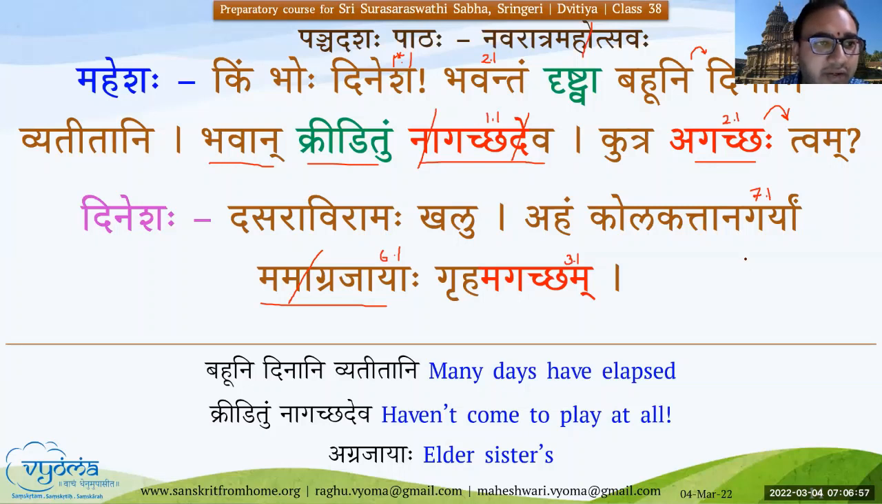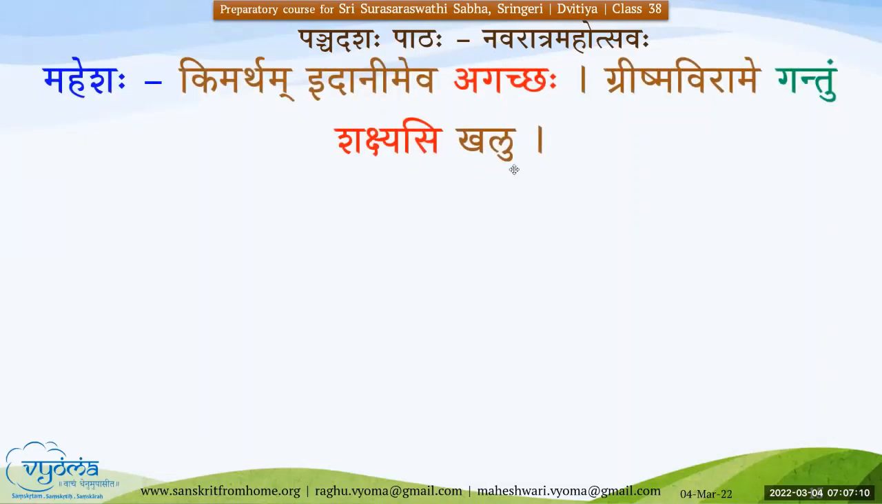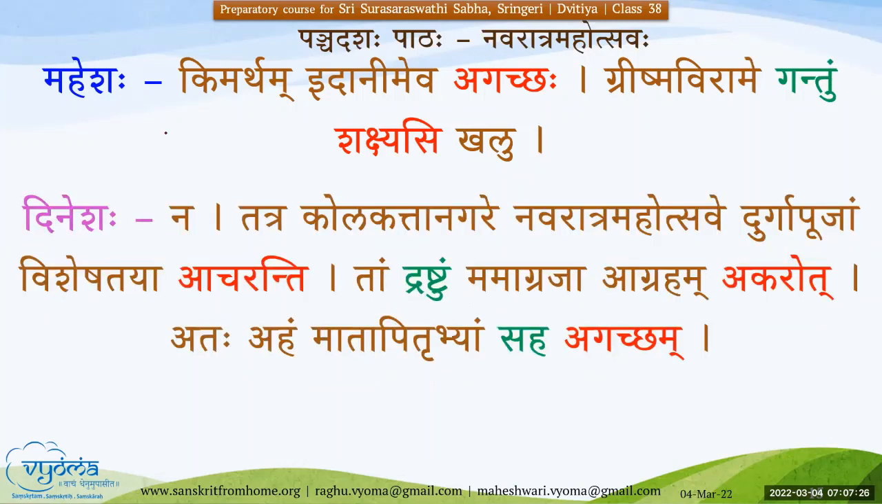Okay. We'll go to the next set of sentences. Krishnamurti Mahodaya and Amita Bhargava, please read the sentences one by one. Maheshah, kimartham idanim eva agachah, grishma virame gantum shakshyasi khalu. Uttamam. Amita Bhargava. Dineshaha na. Tatra Kolkata nagare navaratri mahotsave durga pujam visheshtaya acharanti. Tam drashtum mama agrajaha agraham akarot. Ataha aham mata pitrubhyam saha agacham. Uttamam.